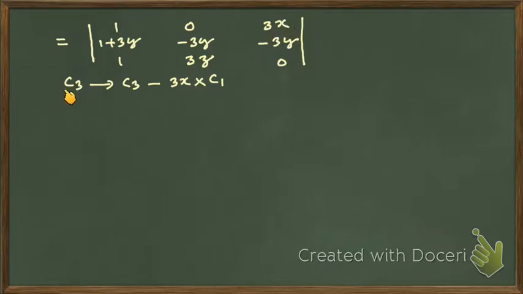How do I do that? C3 changes to C3 minus, this is 1 here in C1, but I want to subtract 3x minus 3x. So what do I do? C3 changes to C3 minus 3x times C1, because this is just 1. I want 3x minus 3x. So I say C3 changes to C3 minus C1 into 3x. In C1, I take 3x times C1 and subtract from C3. So the change is happening only to C3. I should copy my C1 exactly the same, C2 exactly the same.